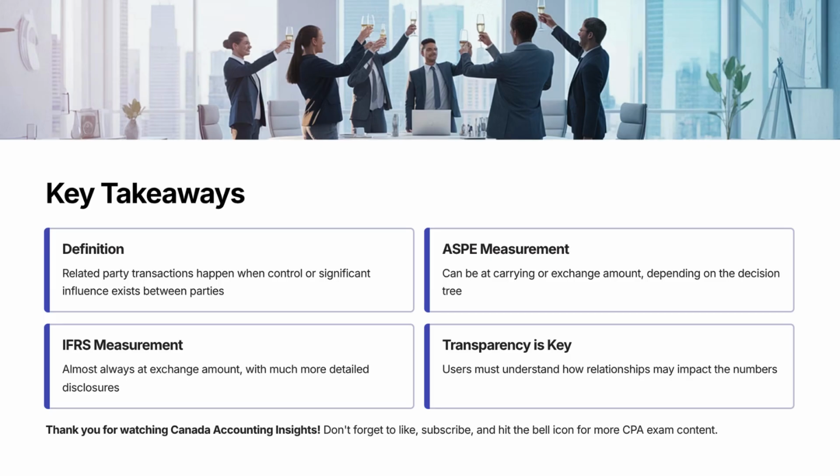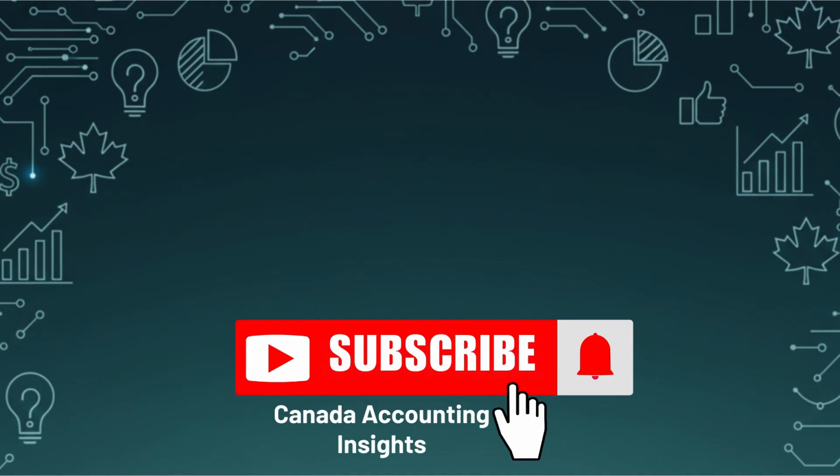All right, let's wrap it up. Related party transactions happen when control or significant influence exists between parties. Under ASPE, measurement can be at carrying or exchange amount depending on the decision tree. Under IFRS, they're almost always at exchange amount with much more detailed disclosures. Always remember, transparency is key. Users must understand how relationships may impact the numbers. And that's a wrap on related party transactions, ASPE versus IFRS.